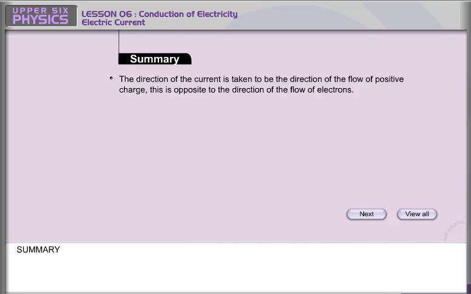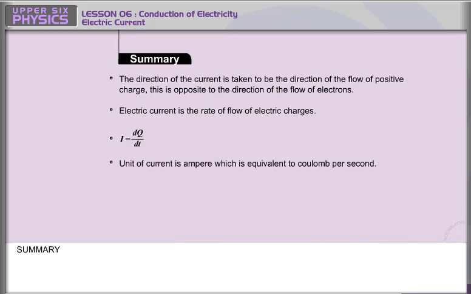Summary. The direction of the current is taken to be the direction of the flow of positive charge. This is opposite to the direction of the flow of electrons. Electric current is the rate of flow of electric charges. I equals dq over dt. Unit of current is ampere, which is equivalent to coulomb per second.